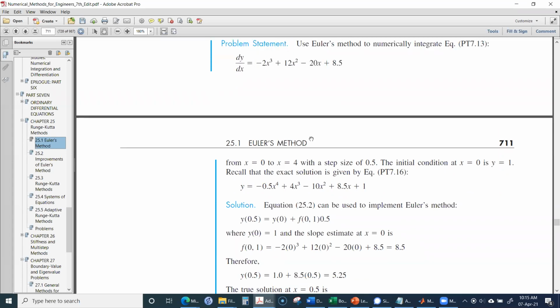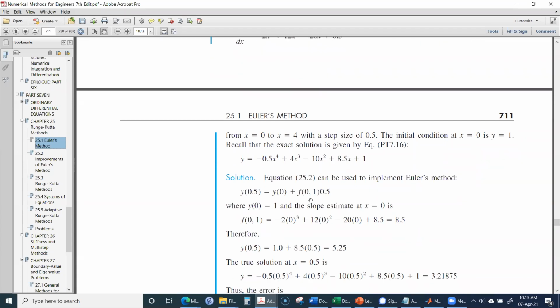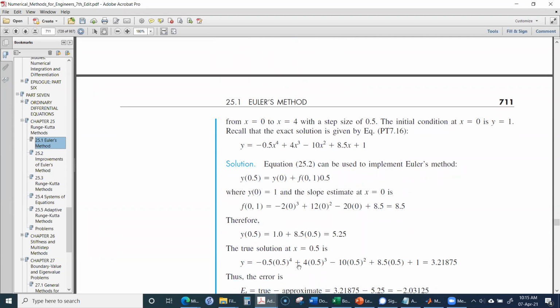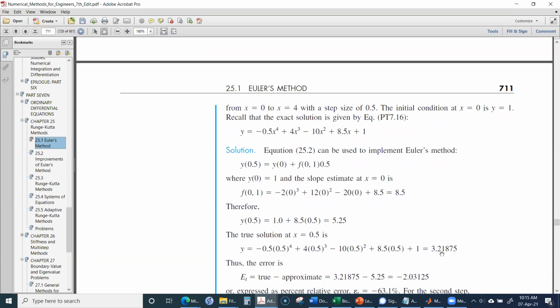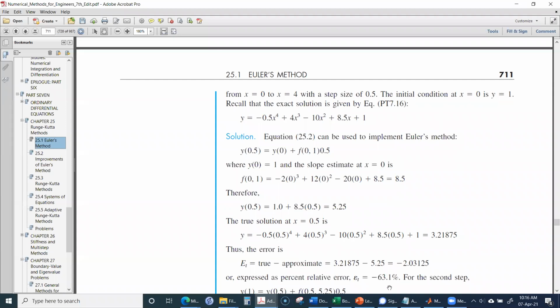However, in this case, since we already know the true solution, that is the analytic solution, we can find the true value from that. For that, we need to input x equal to 0.5 into this solution equation, and when we do, we get a value of 3.21875. So the true answer is 3.21875, whereas the predicted answer is 5.25. Which means that the error, true answer minus predicted answer, is minus 2.03125. In percentage terms, this is an error of about 63.1%. Okay, so you can see that although we have used Euler's method, there is an error in the answer.